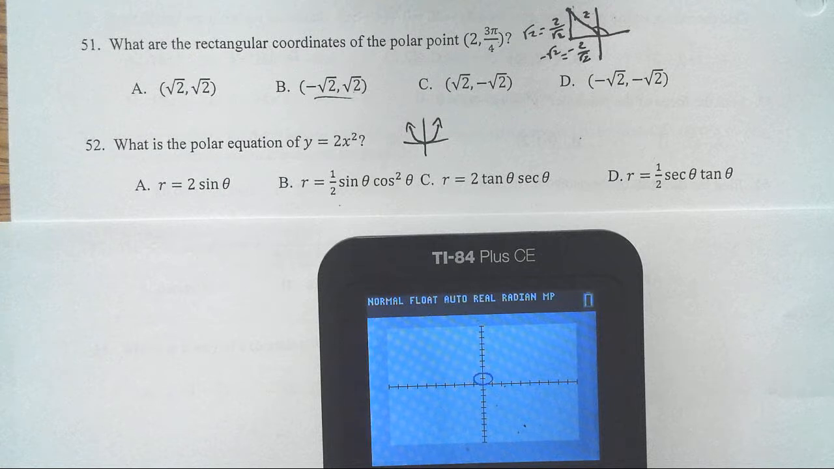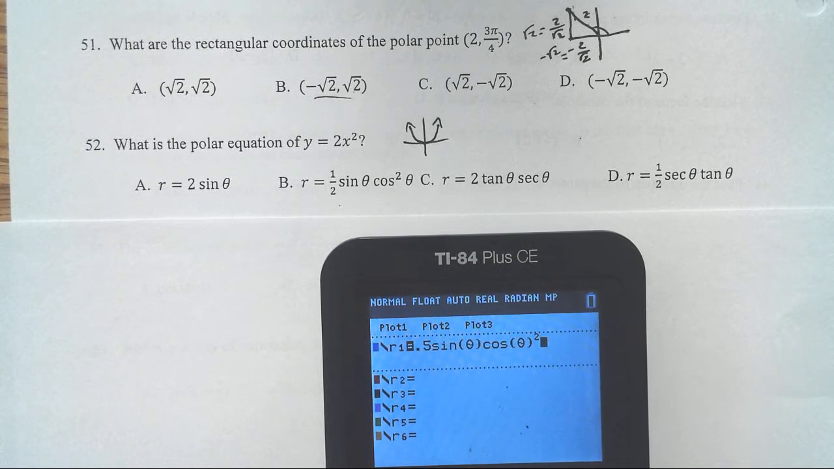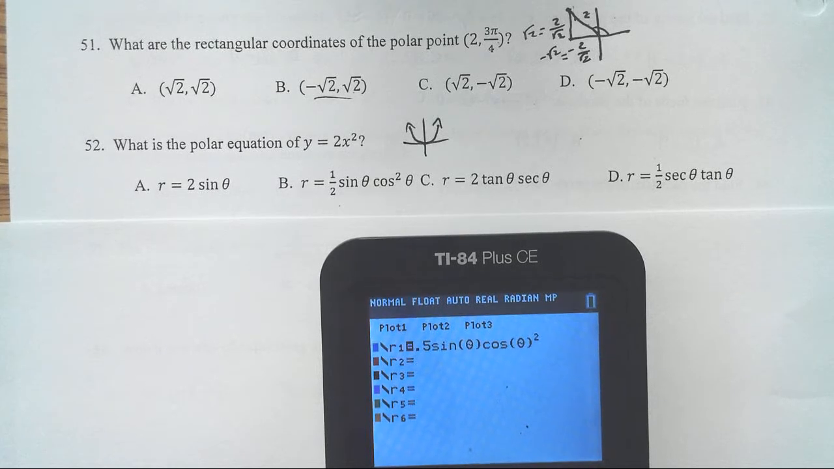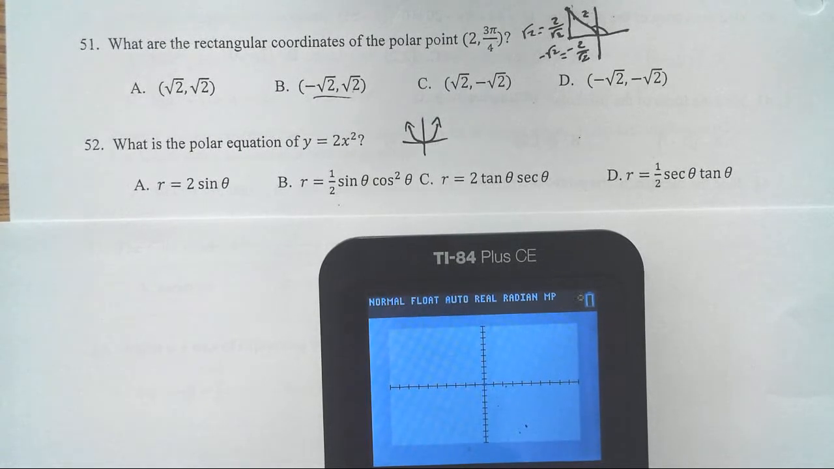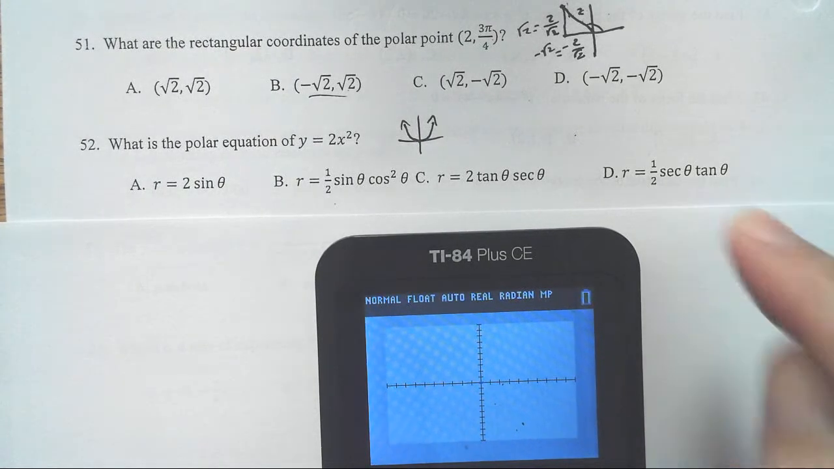And that is most definitely not it. So I'm going to go back into, is not the parabola. And I'm going to go 0.5 sine of theta, cosine, you can't put the squared there, so you got to go theta, close parentheses, and then square, and we graph that thing. And that is definitely not it. Now we got some challenges here because these next two are basically pretty much similar functions.